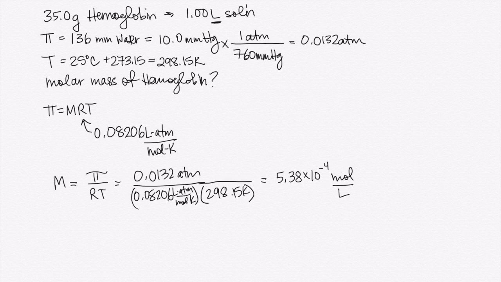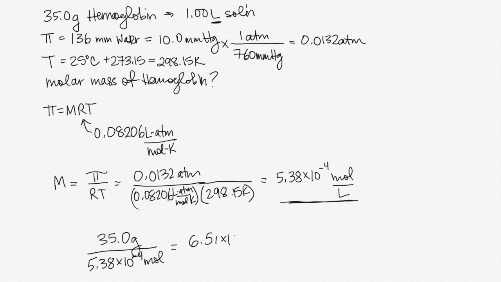So now the last thing is, we know that we started with 35 grams, and that was in our 1 liter. And we know that if we had 1 liter, based on our concentration here, there would be 5.38 times 10 to the minus 4 moles. So grams per mole gives us our molar mass, which is 6.51 times 10 to the 4th grams per mole, or 65,000 grams per mole. And this is a sort of normal mass for a protein. So hemoglobin's a protein, and that makes sense as an answer.